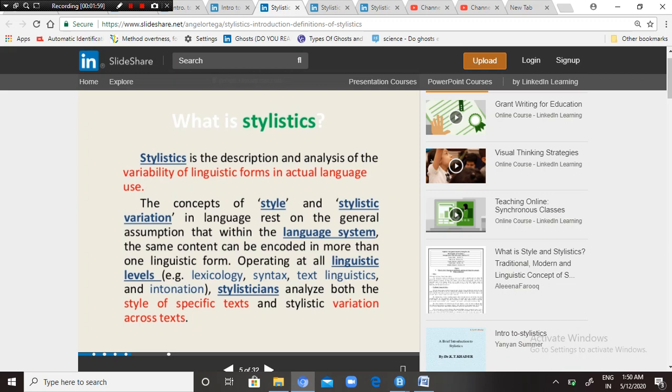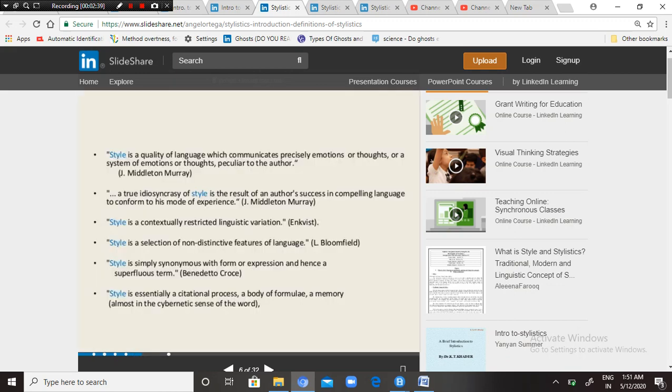The concept of style and stylistic variation in a language rests on the general assumption that within the language system the same content can be encoded in more than one linguistic form, operating at all linguistic levels: lexicology, syntax, text linguistics, and intonation. Stylistics analyzes both the style of a specific text and stylistic variation across texts.